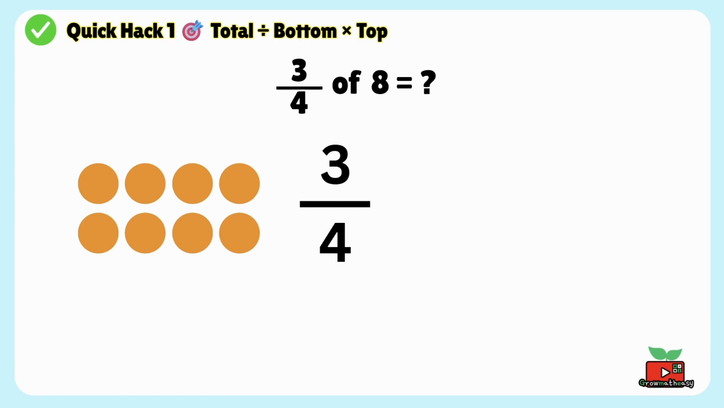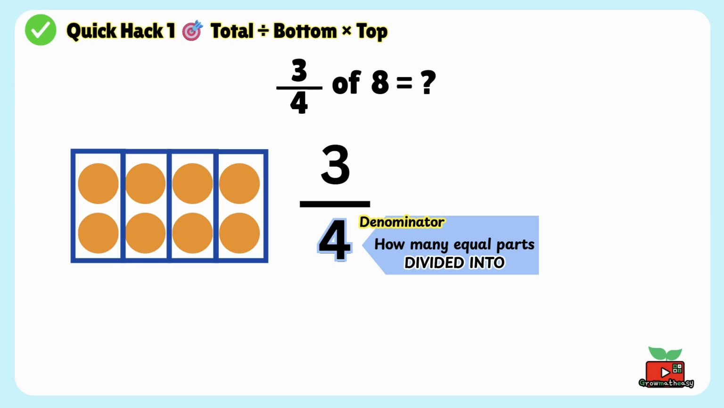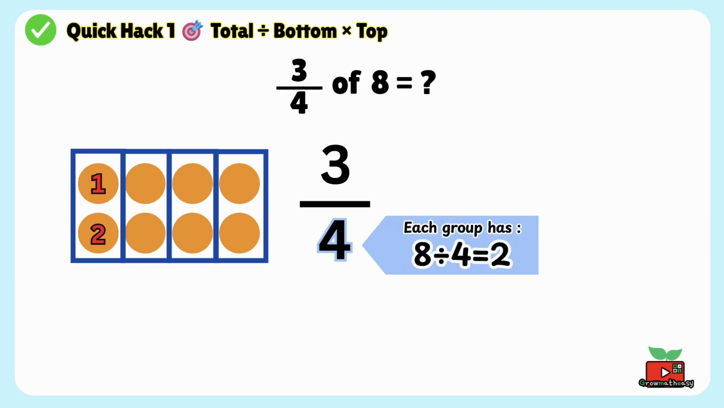What is 3/4 of 8? The bottom number 4 is called the denominator. It tells us how many equal parts the total is divided into. In this case, the total is divided into 4 equal parts. Each group has 8 divided by 4, that's 2 items.